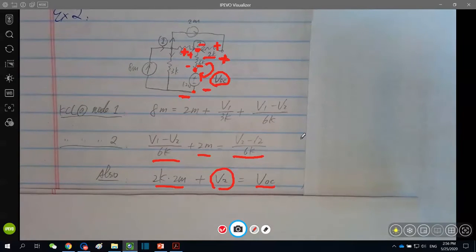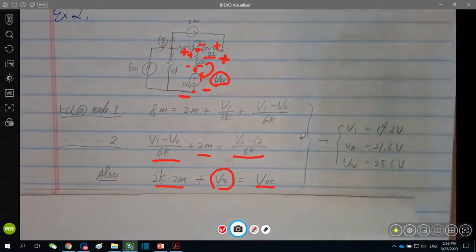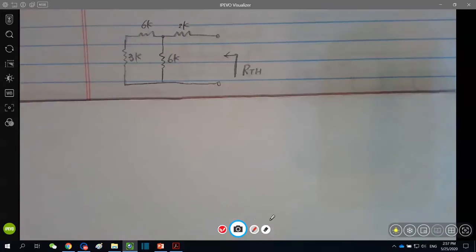So pretty much 3 equations and 3 unknowns. We can find the VOC, which is nothing but our Vth: 25.6 volt. Next step is to find RTH. Again, case 1, the easiest case. Only independent sources. So we zero them all out by shorting the voltage source and ending up with this circuit.